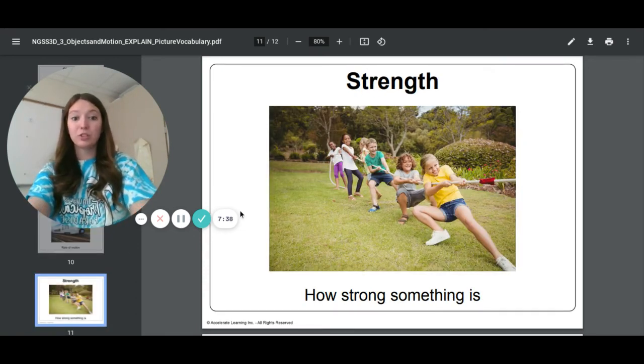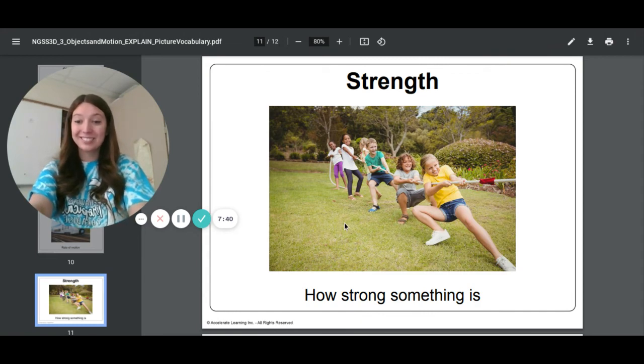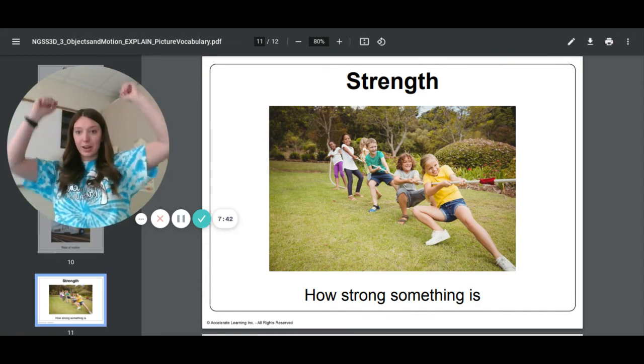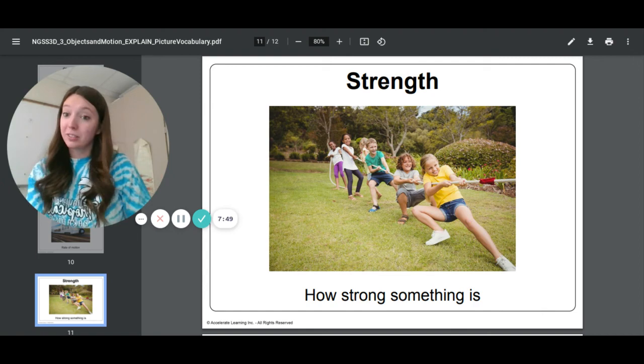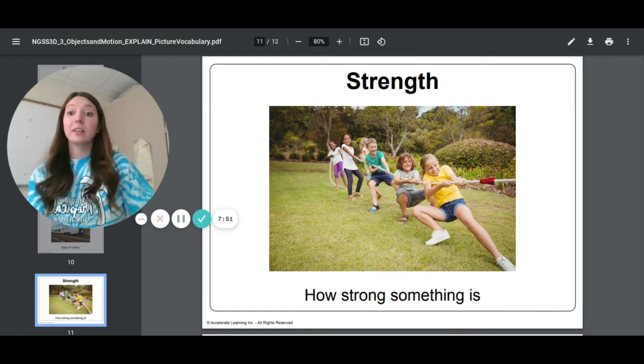Our next word is the word strength. Say strength. Good. Show me your muscles. I don't really have good muscles, but that's okay. Strength is your word. Strength is just how strong something is. So we know that something's strength will kind of determine the amount of force that is being applied.